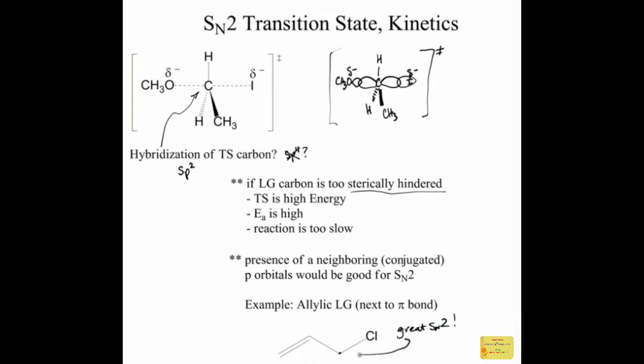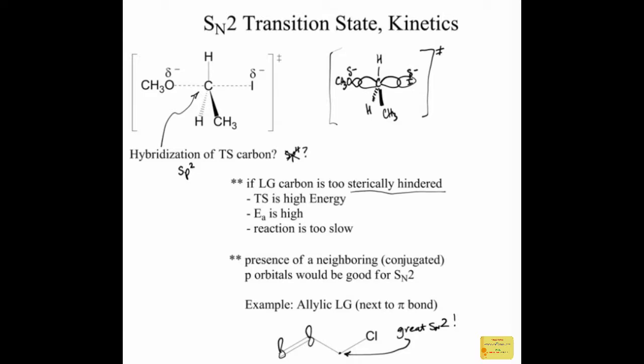This allylic center is a very fast, very favorable SN2, and that's because right next door to this carbon that's going to have a p orbital in the transition state is another p orbital and another p orbital, and so you can get delocalization, you can get some resonance energy, some stabilization because of that. So we'll take a look at those SN2 reactions. Occasionally we'll see that if the leaving group happens to be an allylic one, that's very favorable for the SN2.